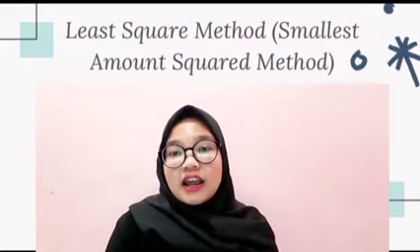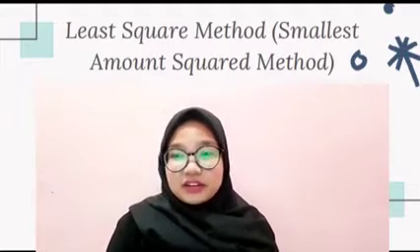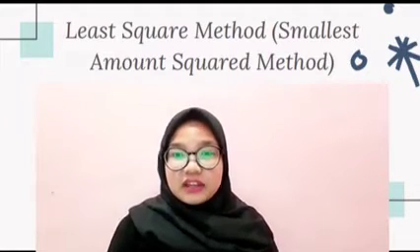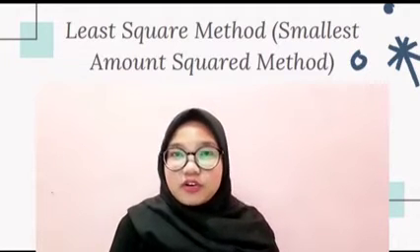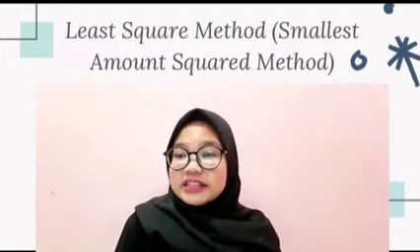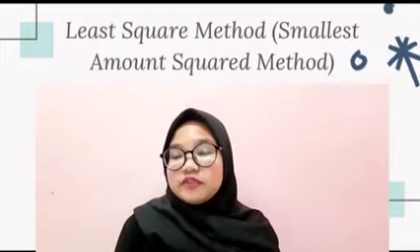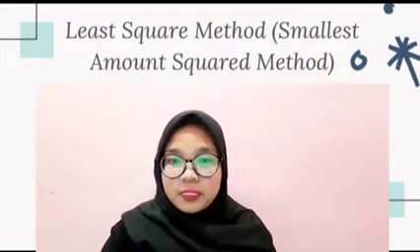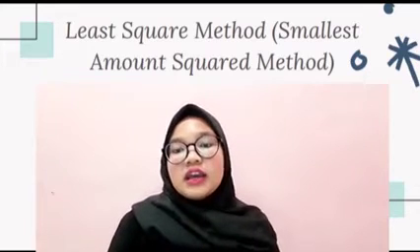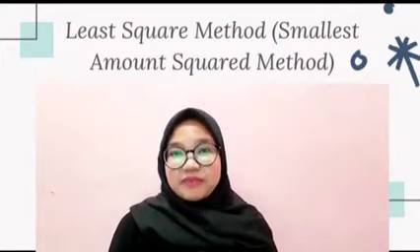Fourth, least square method. In this method, the model used can be linear or curvilinear. If the model is in the form of curvilinear, it needs to be transformed first. And fifth is quadratic trend method.